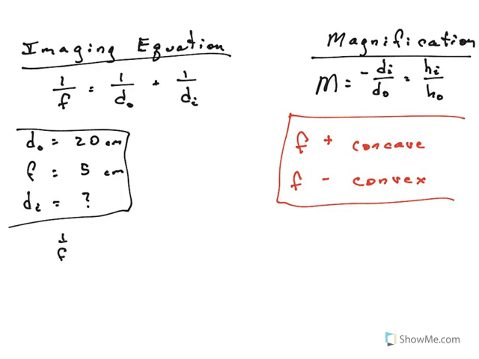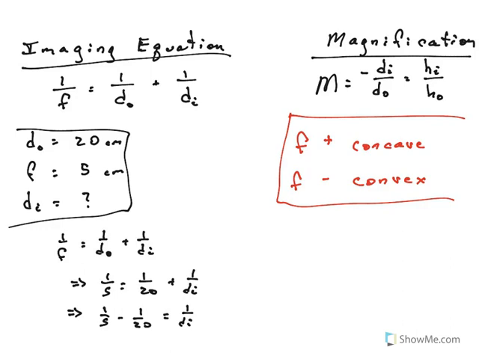1 over F is 1 over dO plus 1 over dI. Plug our numbers in. 1 over 5 is 1 over 20 plus 1 over dI. I want to solve this for dI, so I have 1 over 5 minus 1 over 20 is 1 over dI. And then 1 over 5 minus 1 over 20 turns out to be 3 over 20.